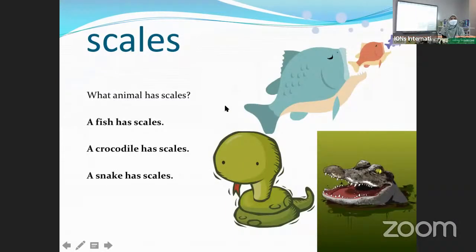Some animals has scales. What is it? It's a fish. How about this one? It's a snake. If you meet a snake outside, you have to tell everyone, everybody that you saw the snake because it's dangerous. How about this one? Crocodile. Crocodile has scales on its body. And of course, the fish has scales as well. And the snake. The scales, we call it in Bahasa Indonesia, sisik.